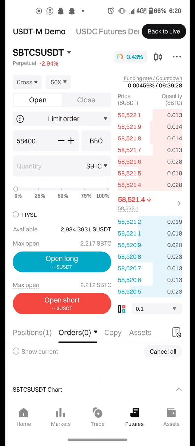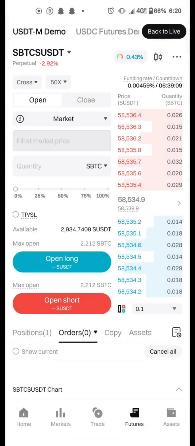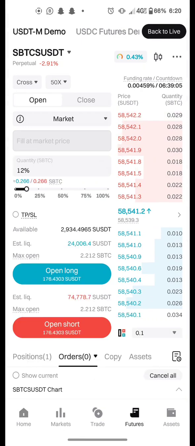Now, how do you set your stop loss and take profit? We'll add it when we give you the signal. It should be there in the signal. Now let's say we are going long. Let me go to market. Current market price. Let's say we are going long. 10%.